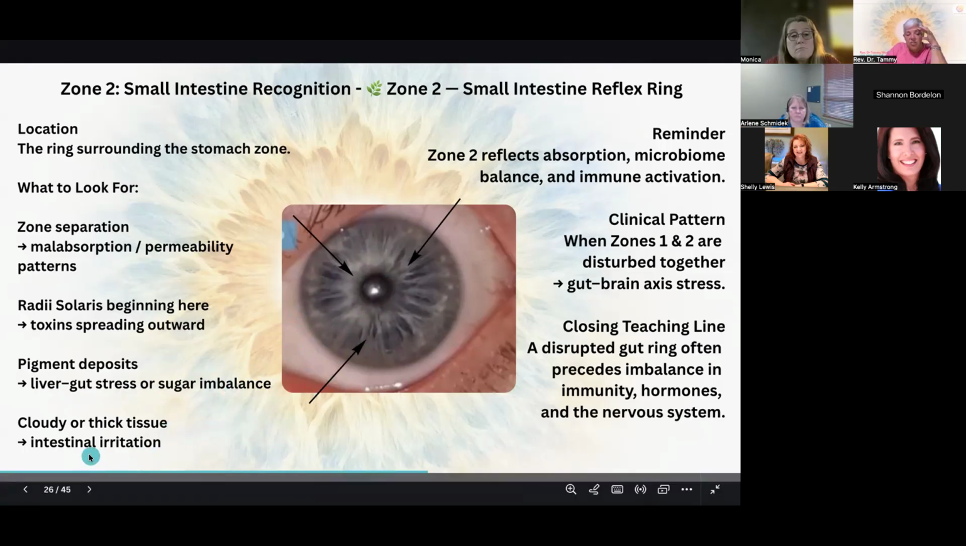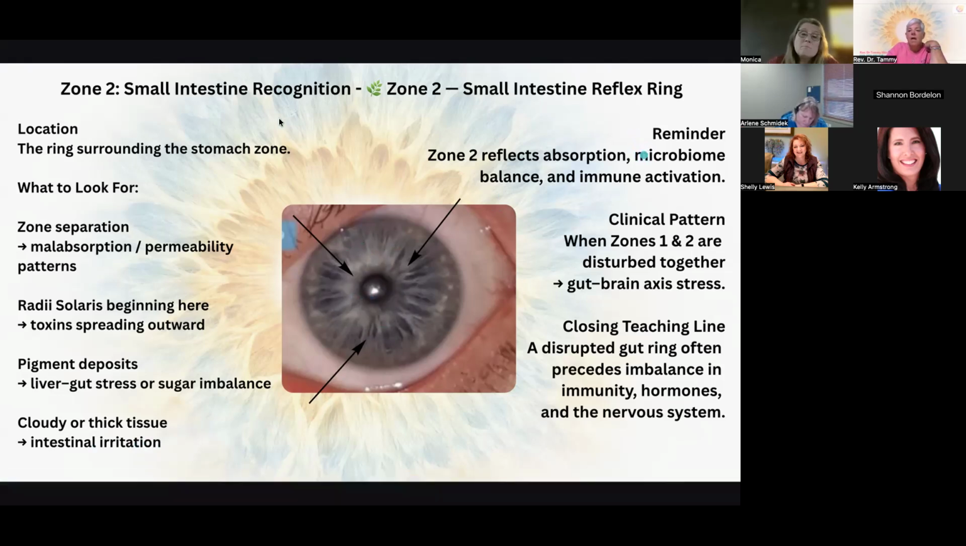Cloudy or thick tissue, intestinal irritation. This person's intestines are really irritated. So we want to look at the zone 2 reflex, absorption, microbiome balance, and immune activation. This person totally needs some microbiome balance.